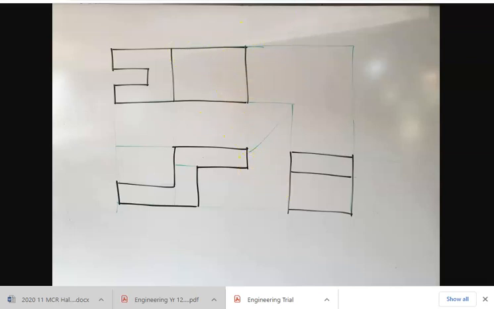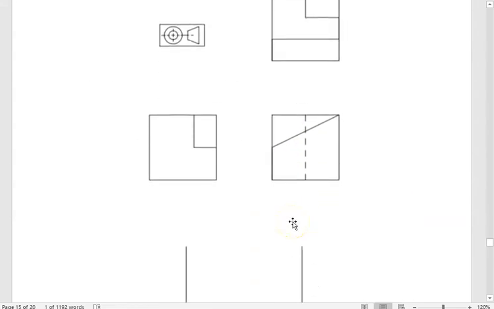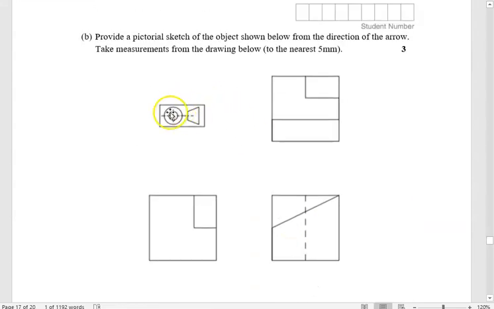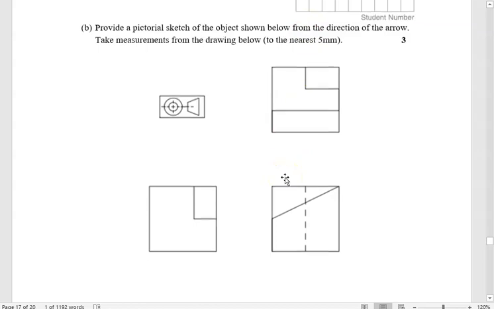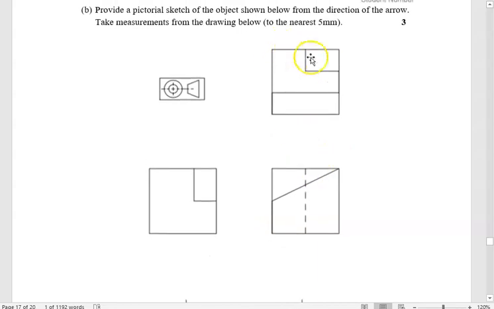Okay, so the next drawing we're going to look at is this one. So this one here, we show the third angle projection symbol, which means that the top view is on top of the front view, and provide a pictorial sketch of the object shown below from the direction of the arrow. Take measurements drawn to the nearest mill. Oh, here we go. There's the arrow. Okay, so like we said before, the top view is on top of the front view.